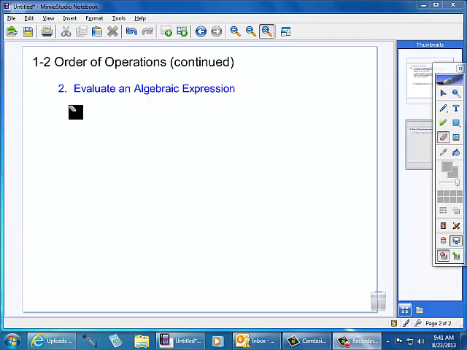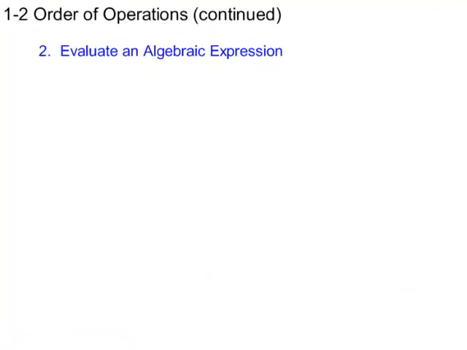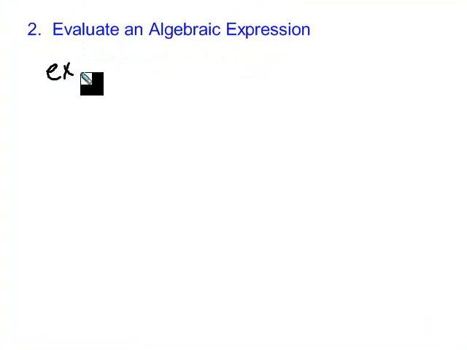Okay, now we're going to do part 2 of order of operations. We're going to evaluate an algebraic expression. So what they're going to do is give you an expression, an algebraic one, which means there's going to be variables in it. Alright? So we're going to try to evaluate this expression.